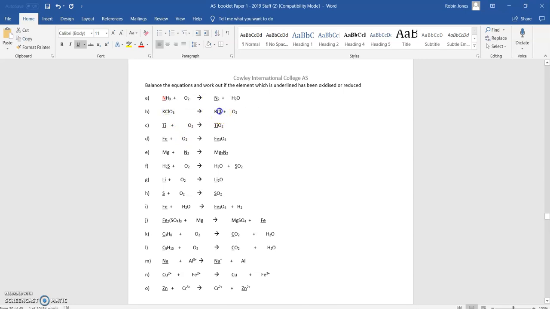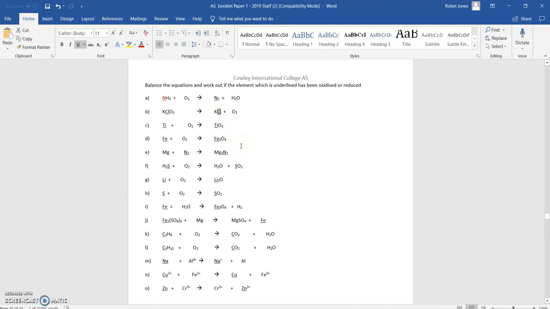What is it here? Well, K is in +1, so the Cl to leave no charge overall must be in -1. It's gone from +5 to -1. +5 to -1, that has gone down. If the number goes down, the oxidation state goes down. It's reduction, it's been reduced.